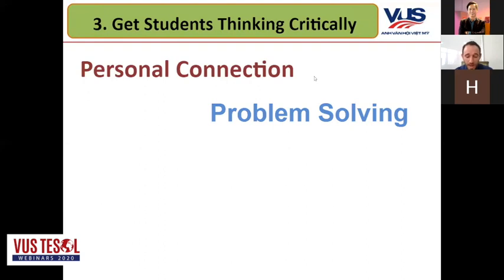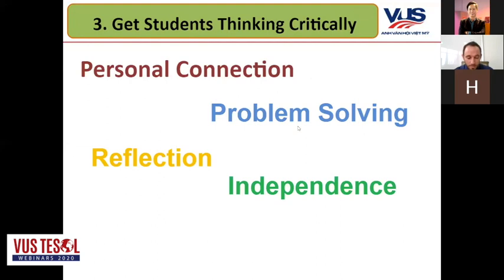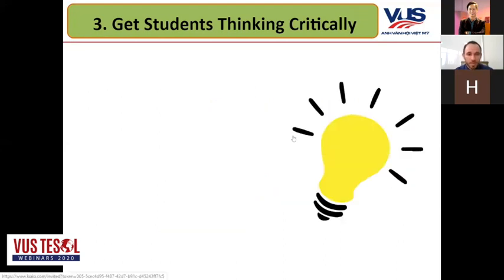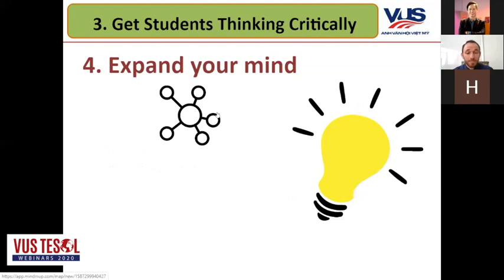How can they use that knowledge in their life? Problem solving: how are these words and the topic going to help them? Reflection: how do they feel about the topic? Part of critical thinking is understanding, okay, now I've learned about COVID-19, how does it make me feel? What are my thoughts about it? And that also goes with independence as well. And then action: what are they going to do now that they know this knowledge? How are they actually going to use it? So again, I came up with 3 activities that build off each other. The next one was expand your mind.